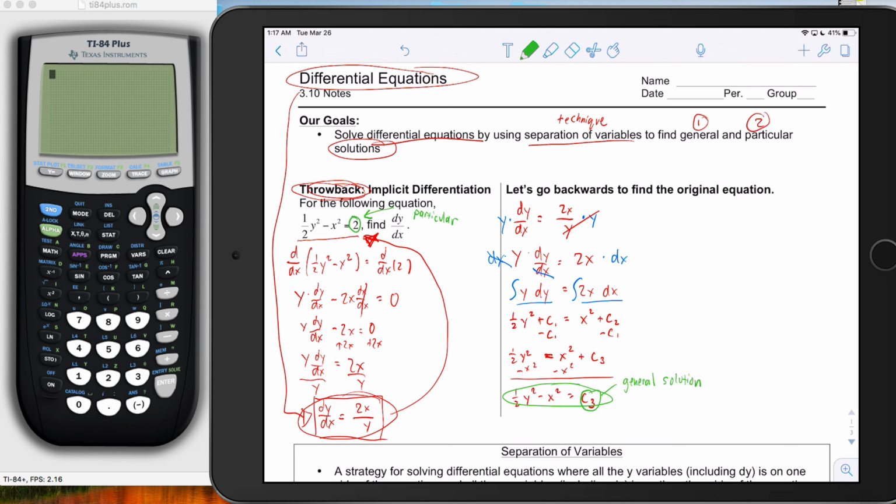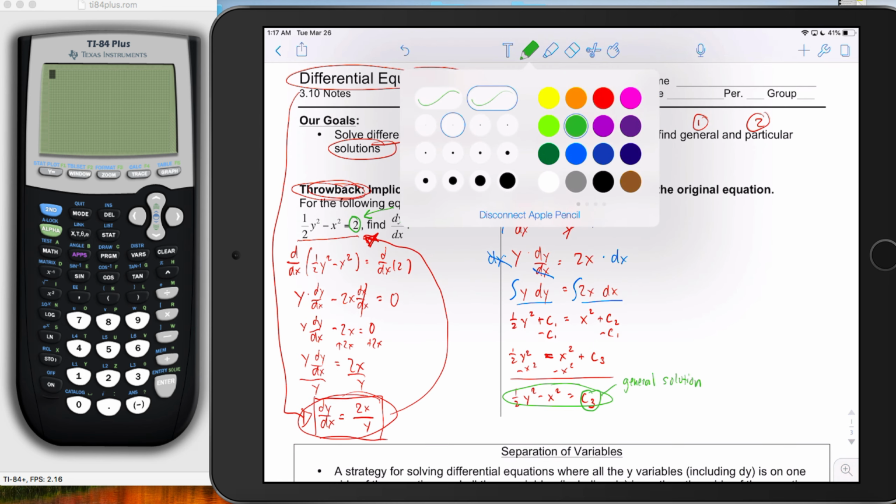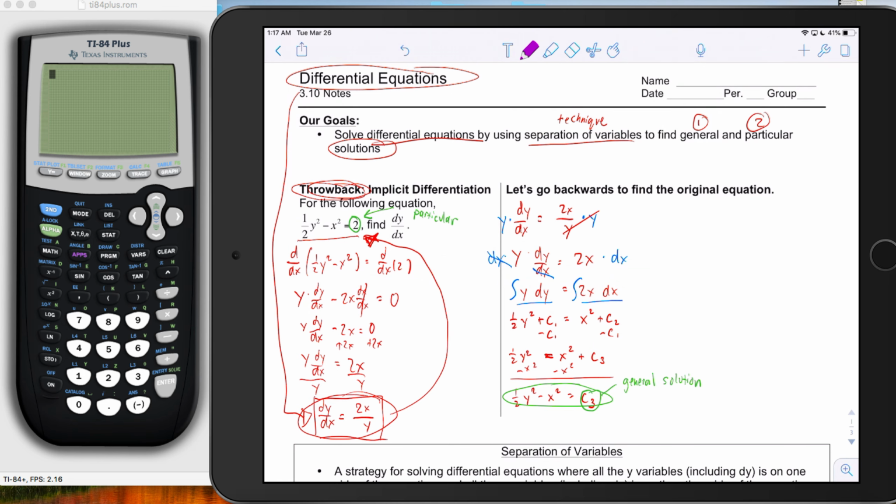Let's say, for example, we were given a condition. Let's say we were given y of 0 equals 2. Let's say we're given this condition.